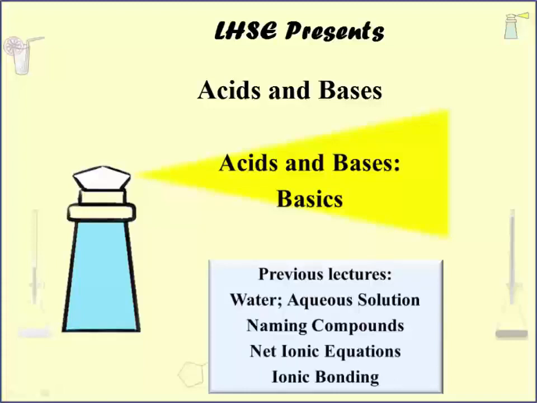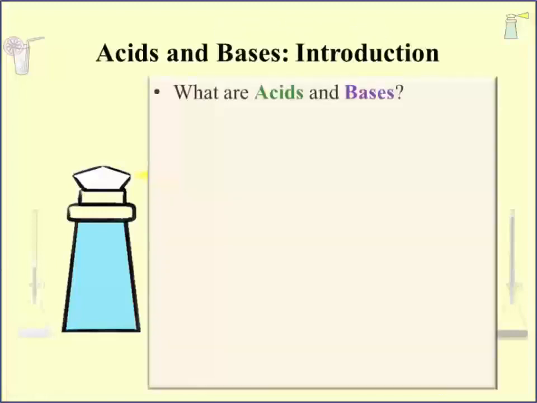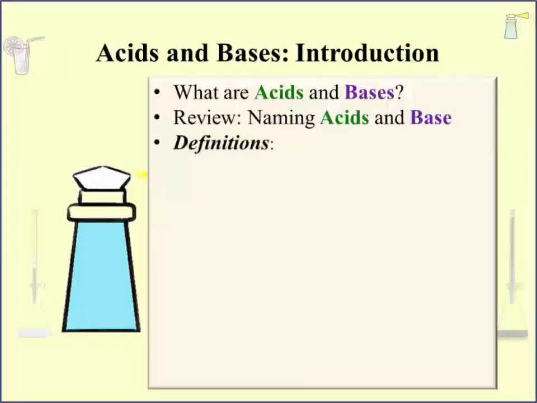and ionic bonding. While the terms acid and base are not new ones, a fuller description of what they cover is warranted. A review of the naming structure of acids and bases, as covered in the naming compounds lecture, is presented. Then it is on to the different definitions of acids and bases. The three described in this lecture are Arrhenius, Bronsted-Lowry, and Lewis. The first two will be given extended coverage.